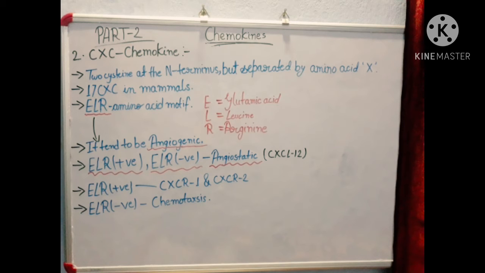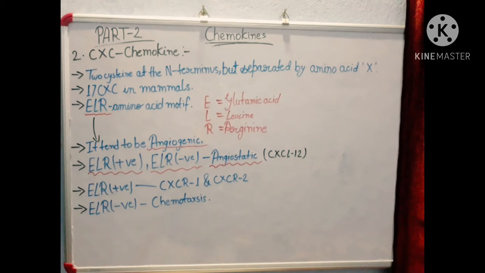CXC chemokines with a specific amino acid motif, ELR, immediately before the first cysteine are termed ELR positive, and those without such a motif are described as ELR negative. ELR positive CXC chemokines interact with chemokine receptors, which are CXCR1 and CXCR2, on the surface of neutrophils to induce their recruitment, and the ELR negative CXC chemokines mainly act by attracting lymphocytes towards them.